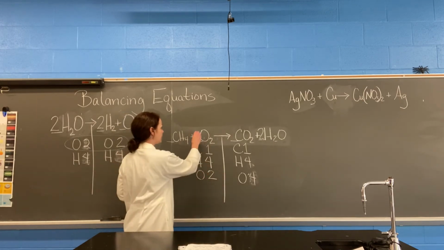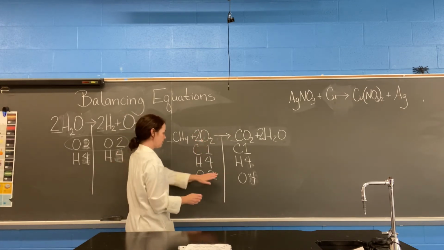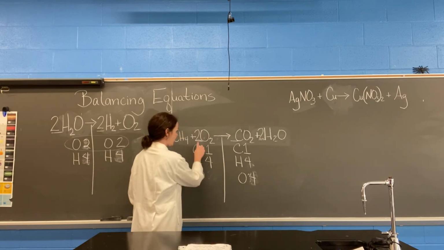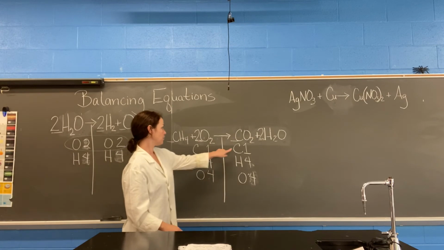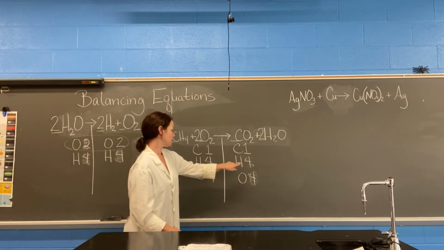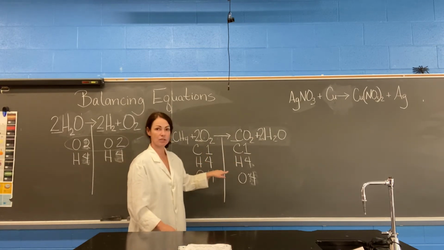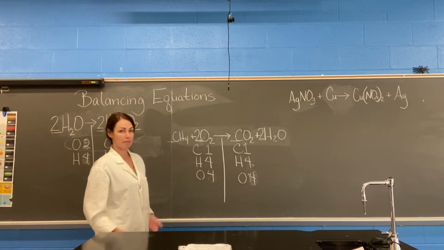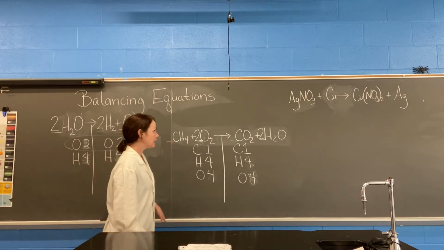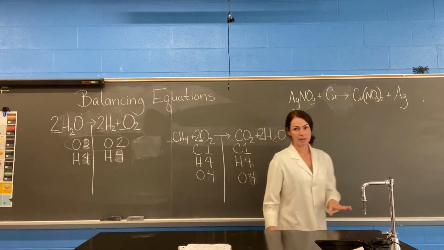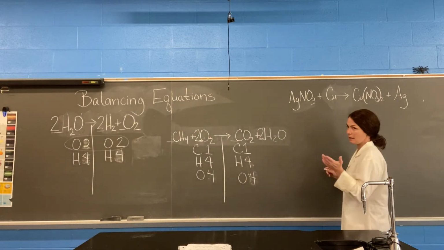Again, I'm going to place a 2 in the space for the coefficient, and that gives me 2 times 2, 4. So now we have carbon, 1 on both sides, hydrogen, 4 on both sides, and oxygen, 4 on both sides. Now this is a balanced equation. We've fixed it. Now we're going to try one that's a little bit slightly more complicated.